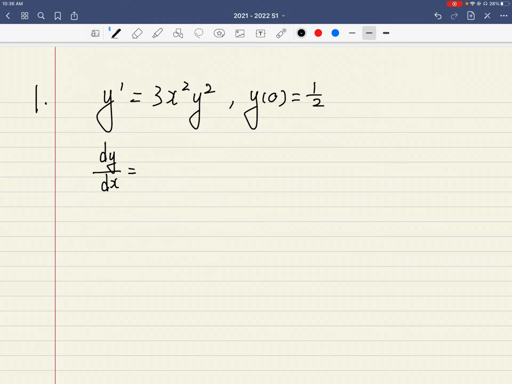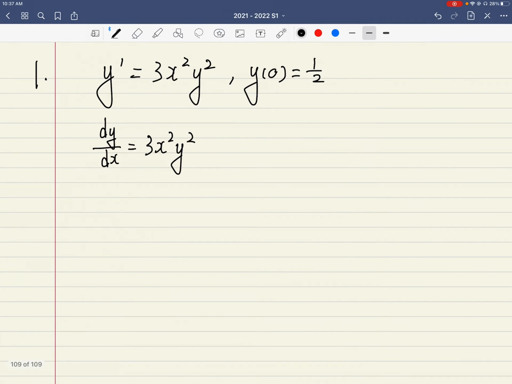For example, here, the left-hand side, dy over dx is 3x squared y squared. So clearly you can move everything about x, including this dx and all the x squared part, to one side, and you can move everything about y to the other side. For the constant, it doesn't matter, it can stay at any side. So it's 1 over y squared dy is equal to 3x squared dx.